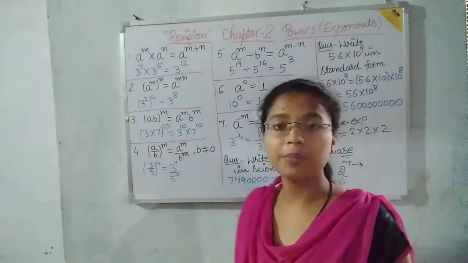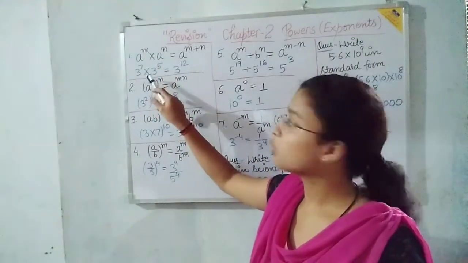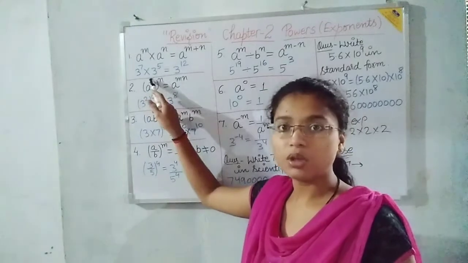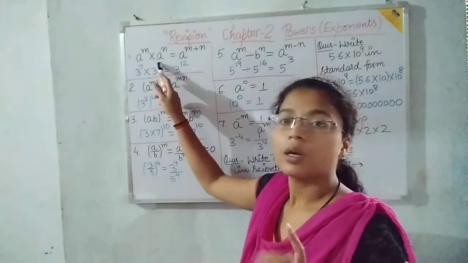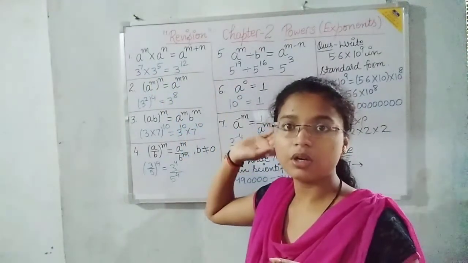Let's understand it by an example. Suppose 3 to the power 7 is given into 3 to the power 5. Here the bases are the same. In both the numbers, the base is 3, which is the same. So just add the powers. 7 plus 5 will give you 12. 3 to the power 12 is your answer.